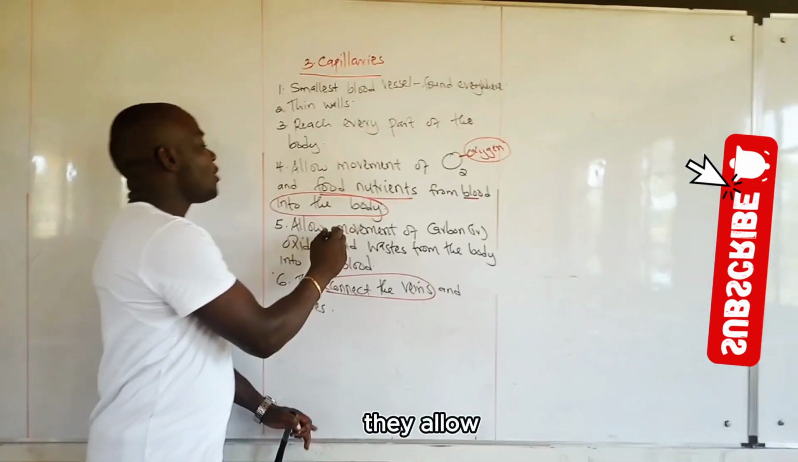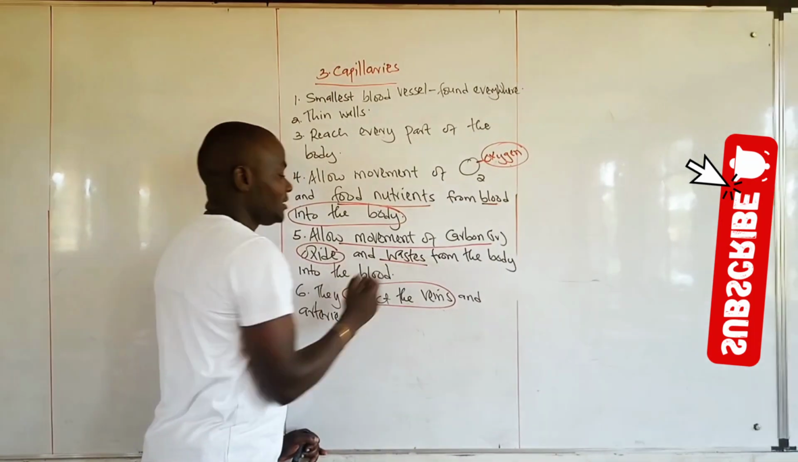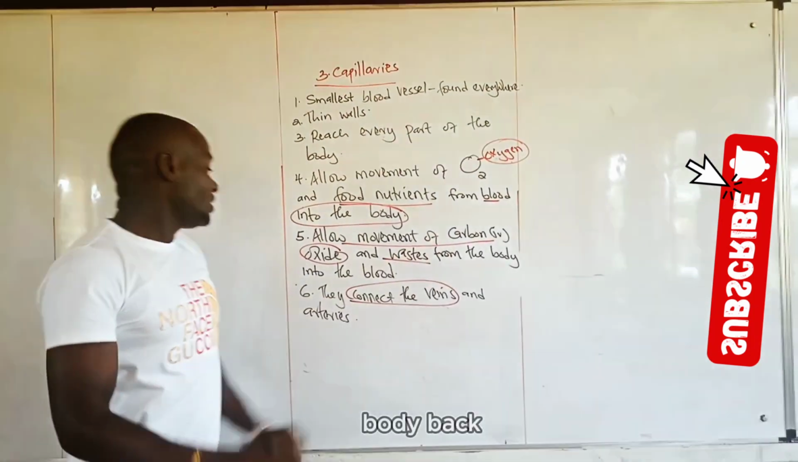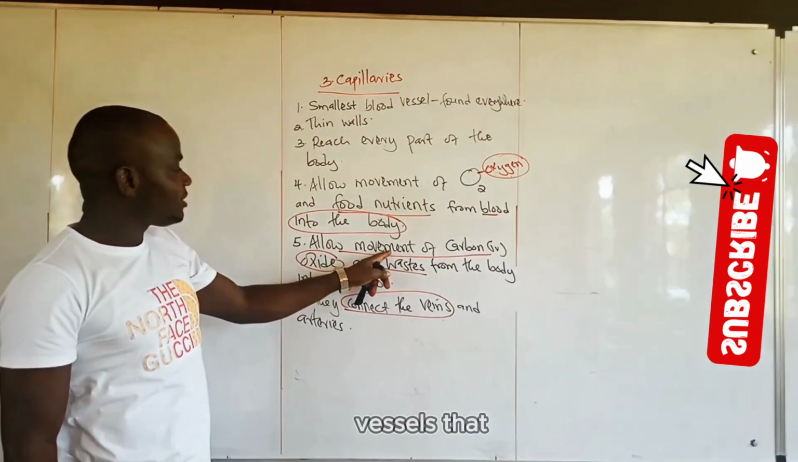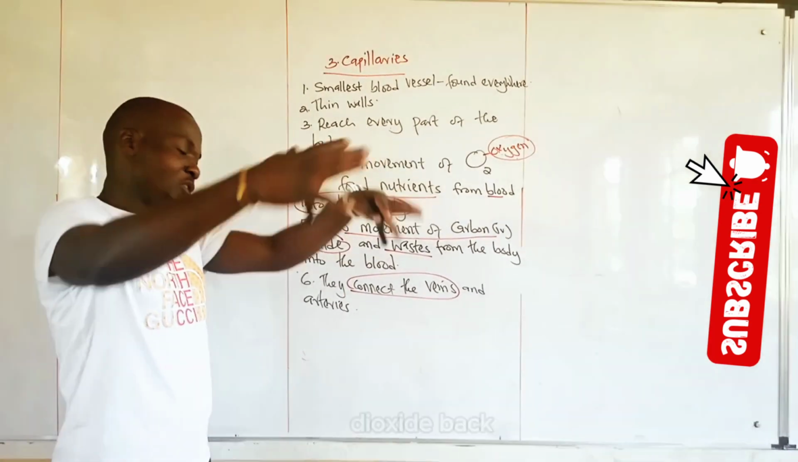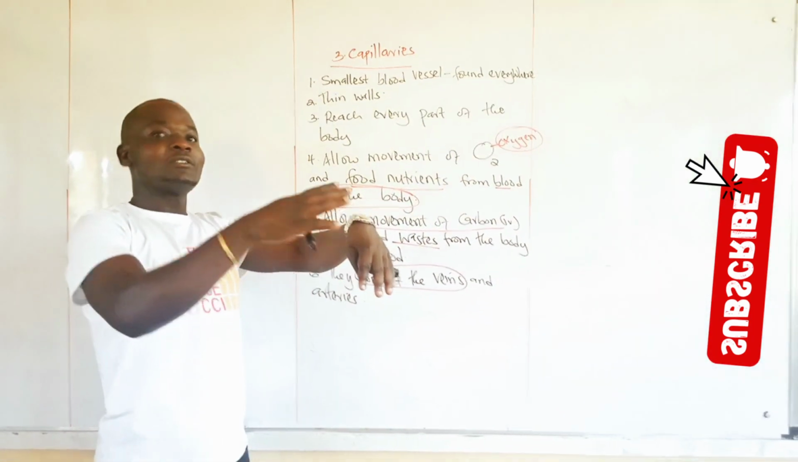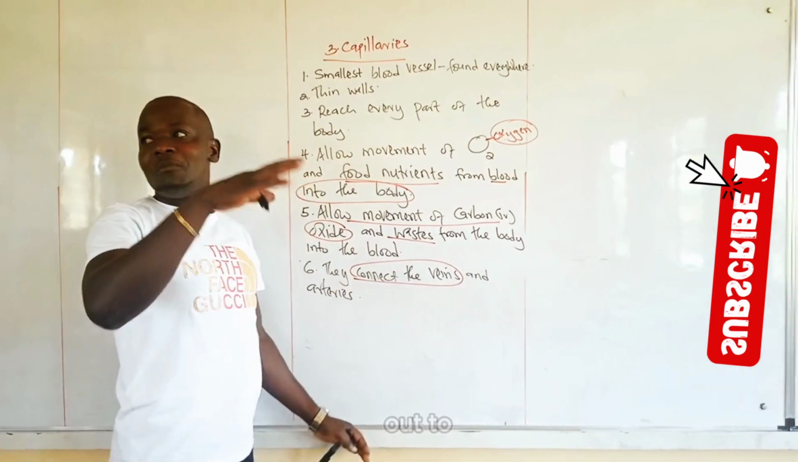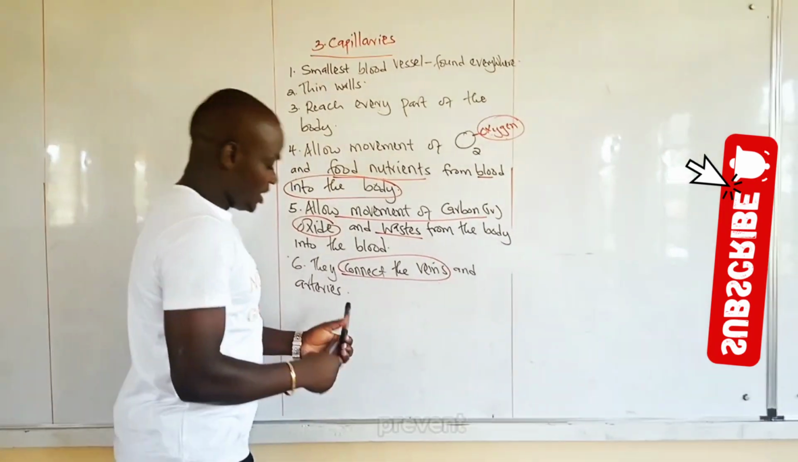And then they allow movement of carbon dioxide and waste from the body back to the blood. So these are the vessels responsible for taking that carbon dioxide back to the blood, then the blood will flow back to the heart, which will pump that blood back to the lungs to be purified, and so on. So how do they connect?